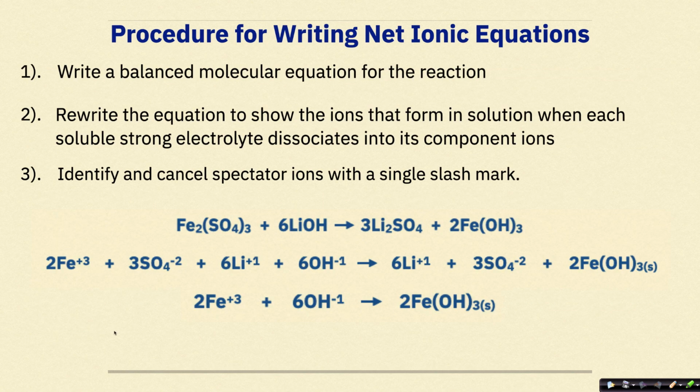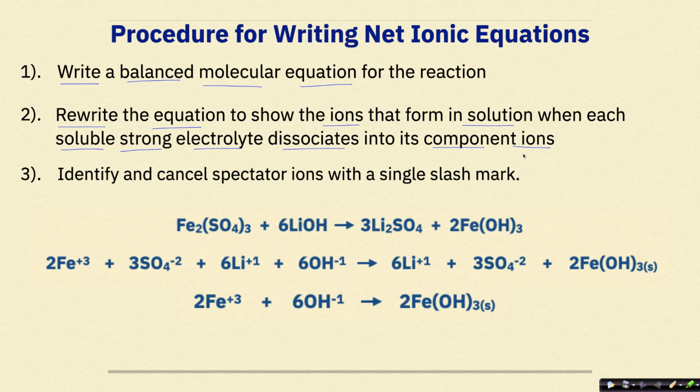So to review, a procedure for writing net ionic equations. The first thing that you want to do is to write a balanced molecular equation for the reaction. That's what you would normally do in a double replacement reaction where you're just forming neutral compounds. Then you want to rewrite the equation to show the ions that form in solution when each soluble strong electrolyte dissociates into its component ions. So now we're looking at that molecular equation.